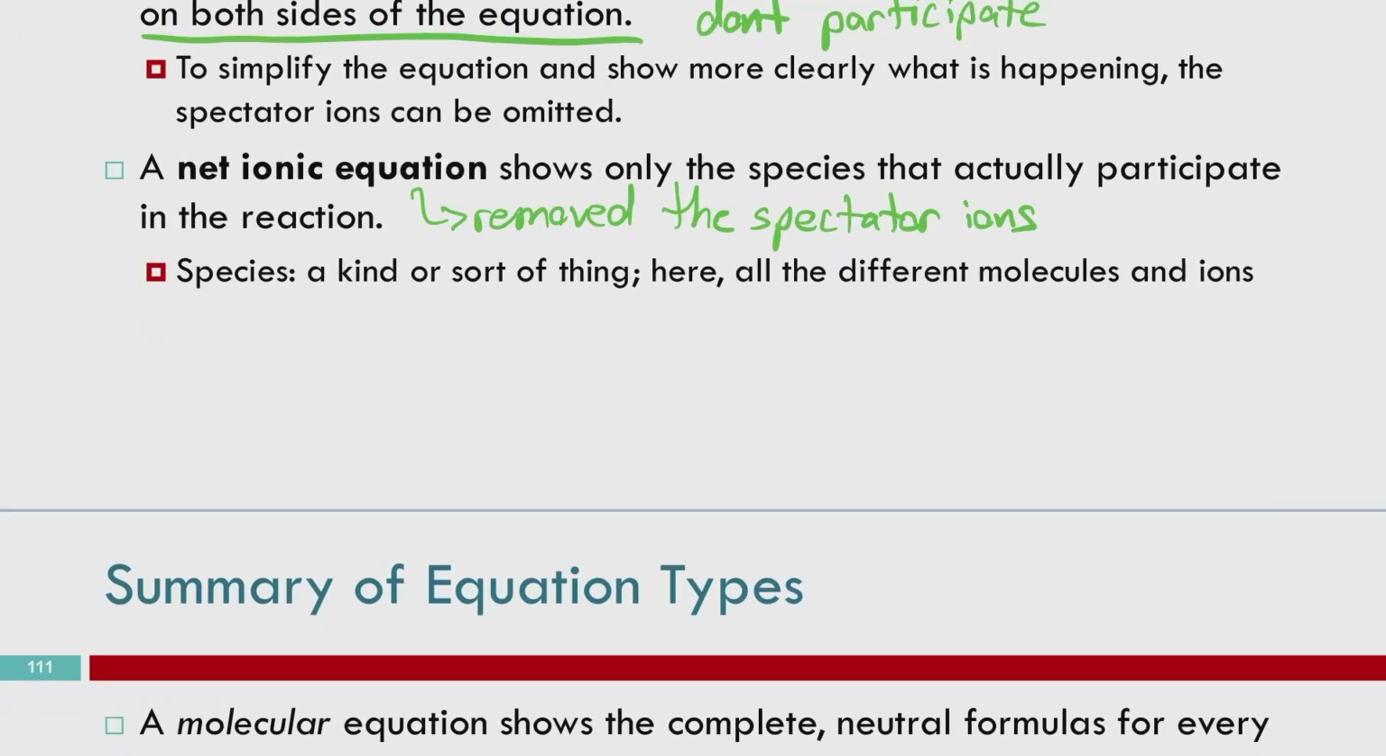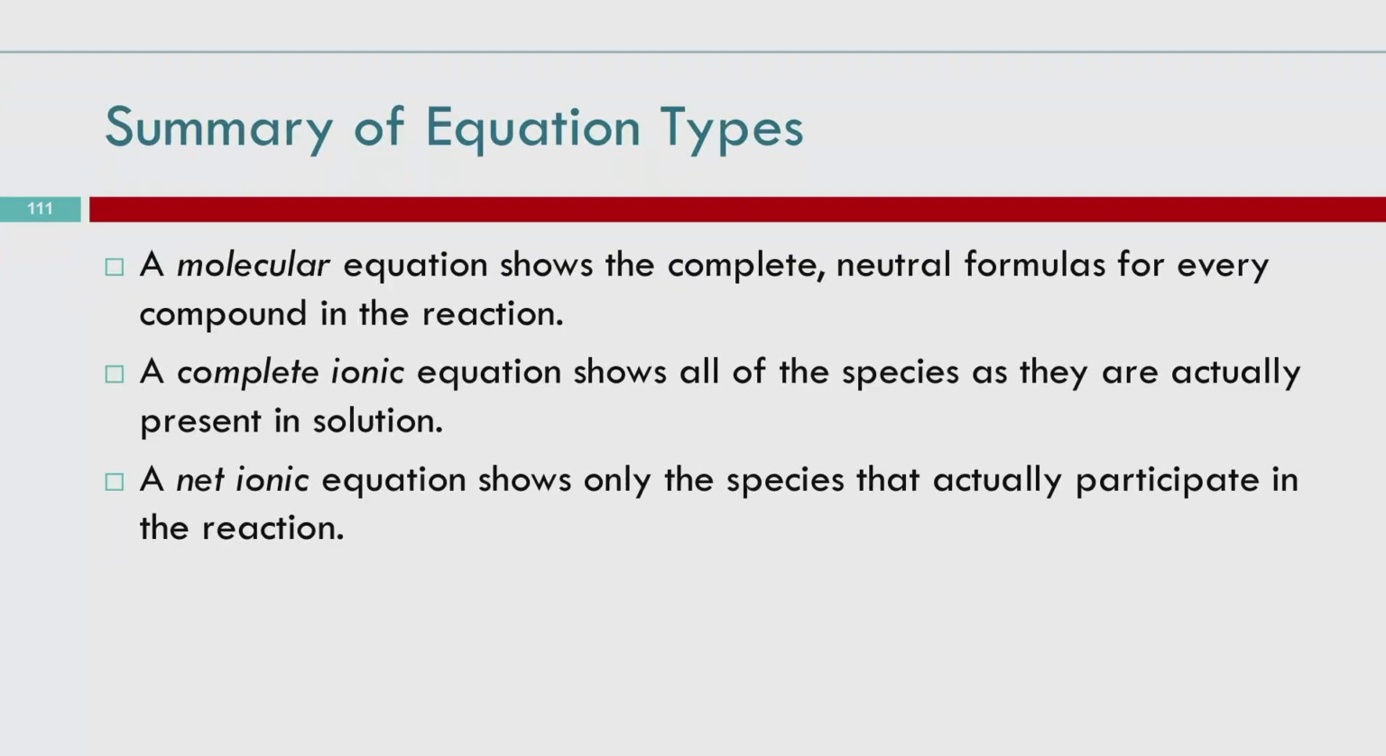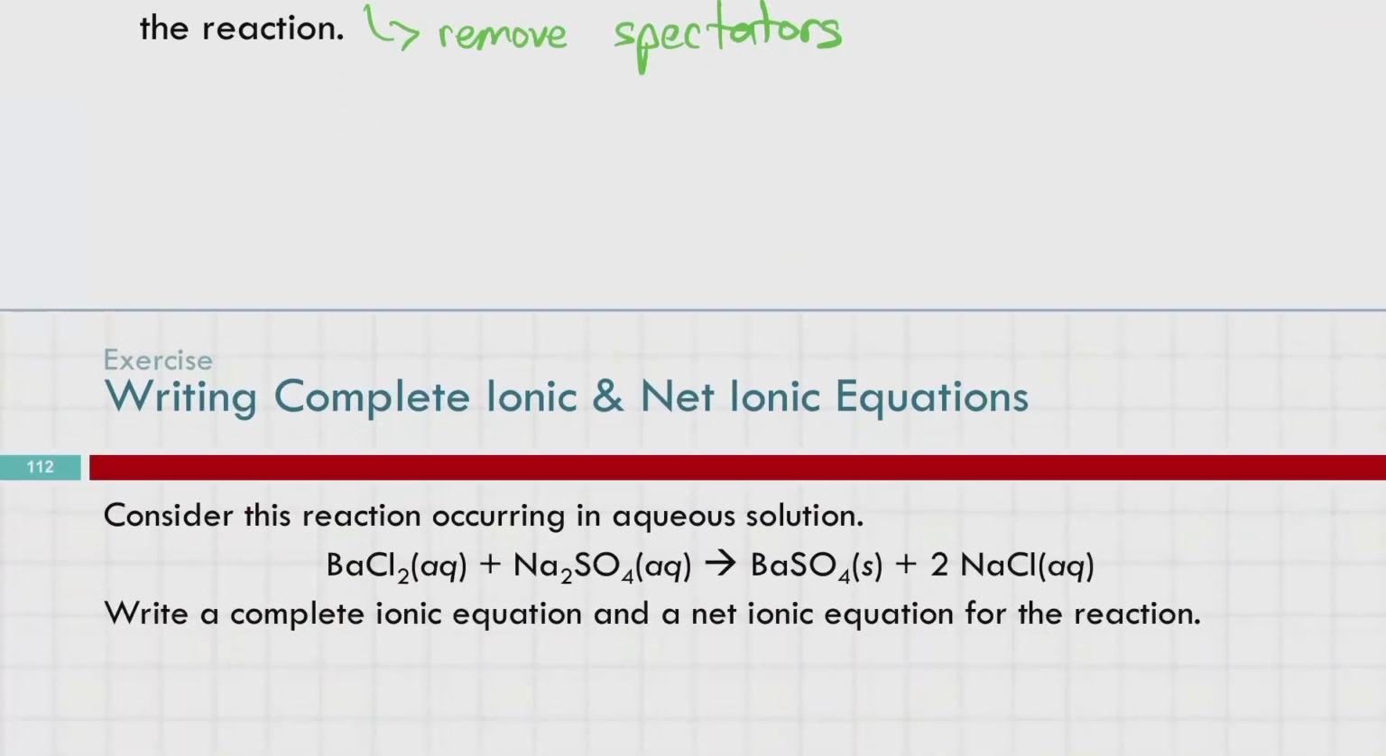So a summary of these three types of equations. We've got our molecular or complete equation. This is the one that we've been looking at. It's complete and neutral formulas. We've got a complete ionic equation that shows the AQs dissolved, so it shows them separated out into ions. And we've got the net ionic equation that removes the spectator ions. So for our complete ionic equation, we're going to separate the AQs. For our net ionic equation, remove spectators. And we've got an example that I'll go through just so we can see it in action.